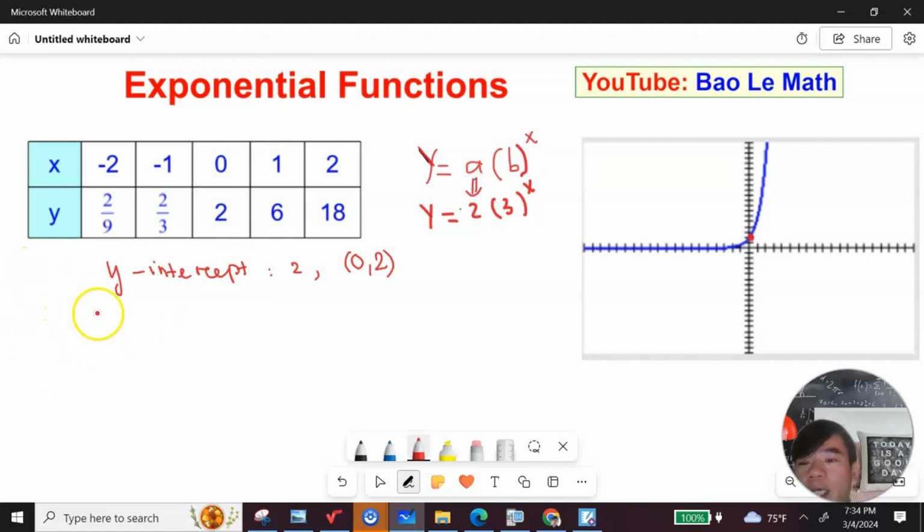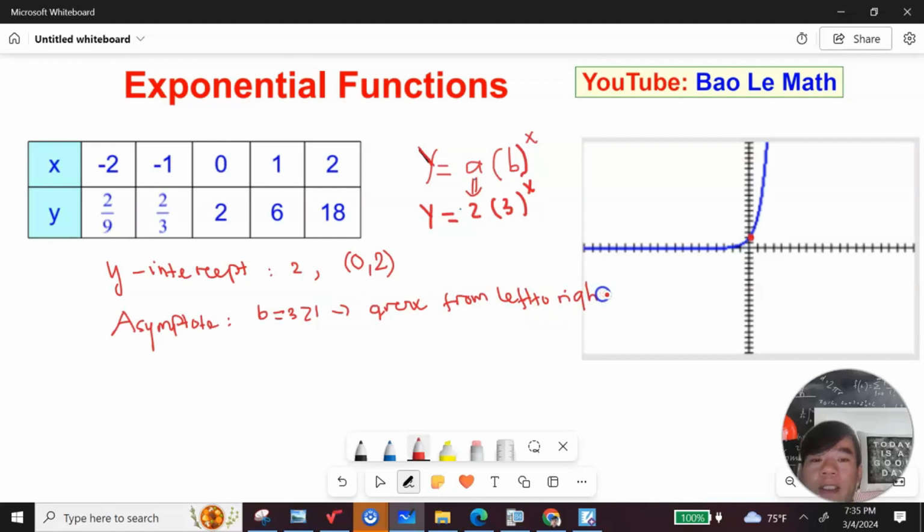So next one, you need to find the asymptote, right? Asymptote. Because, you know what? b equals 3, greater than 1, right? So the graph rises from left to right, okay? And then you see that the exponential function never touches the s-axis. It's getting closer to the s-axis. So the asymptote is the line that is very close to the graph, but never touches the graph. So in this situation, the asymptote should be the s-axis, okay?